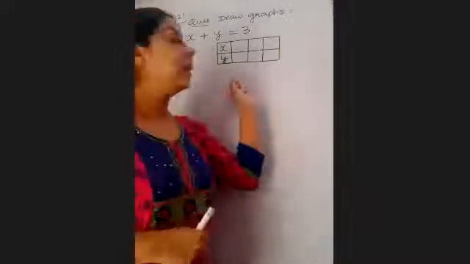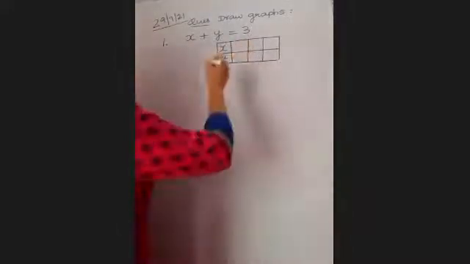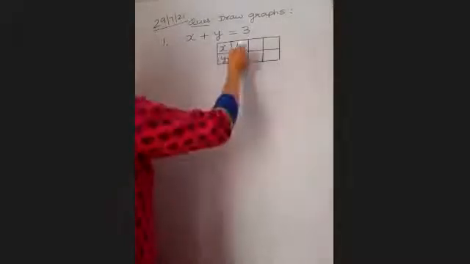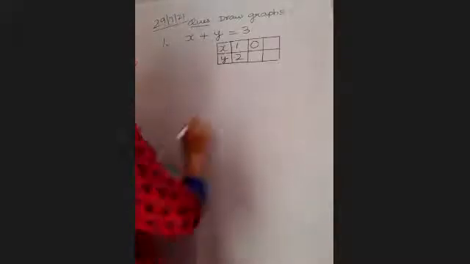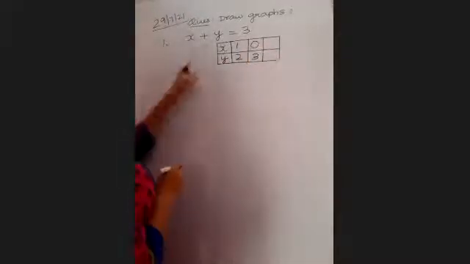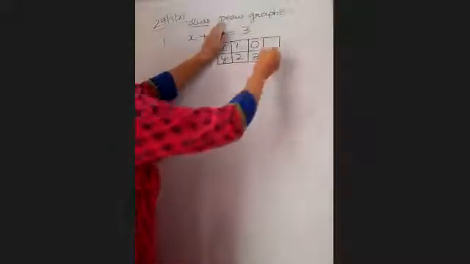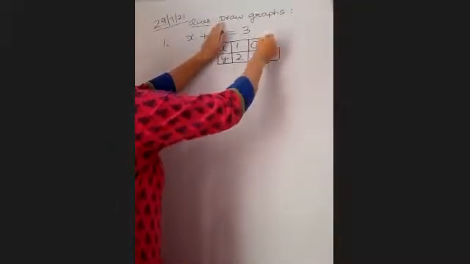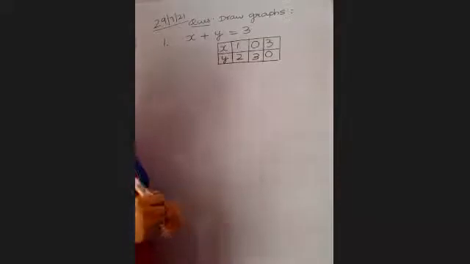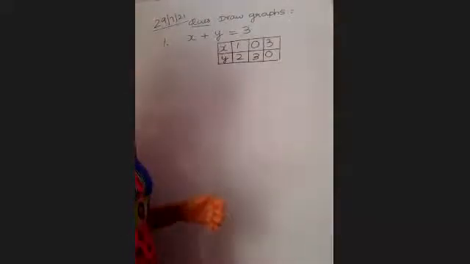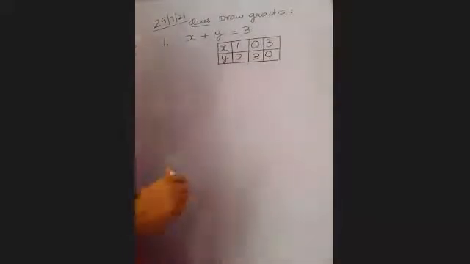Right, beta? Suppose I am taking x equal to 1. What will be y? 2. Right. Y will be 2. If we take x equal to 0, y will be? 3. Suppose I put y 0, x would be? 3. So these are the 3 values I have taken. You may take 3 values of your choice as well.